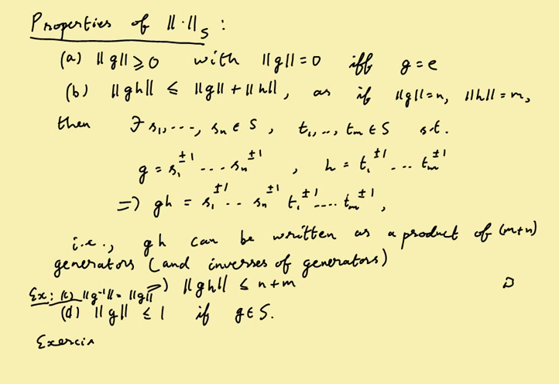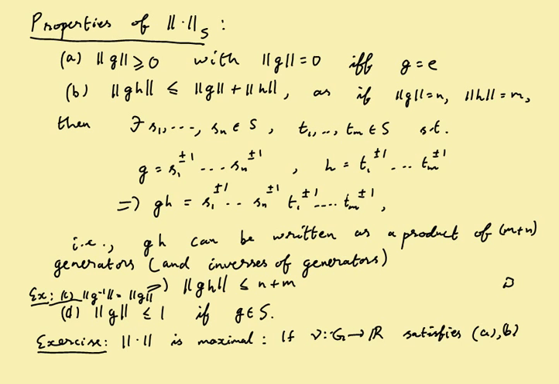Namely, we have the following exercise, which says the norm is maximal. Okay, I'll be very precise. So the norm is maximal. Namely, if nu mapping G to R satisfies (A) to (D), so nu is another norm and is less than or equal to 1 on the generators, then nu of g is less than or equal to norm g for all g. Such characterizations of metrics are very nice. You say it's the largest metric or smallest metric, usually the largest metric, such that some inequalities hold and some conditions hold.